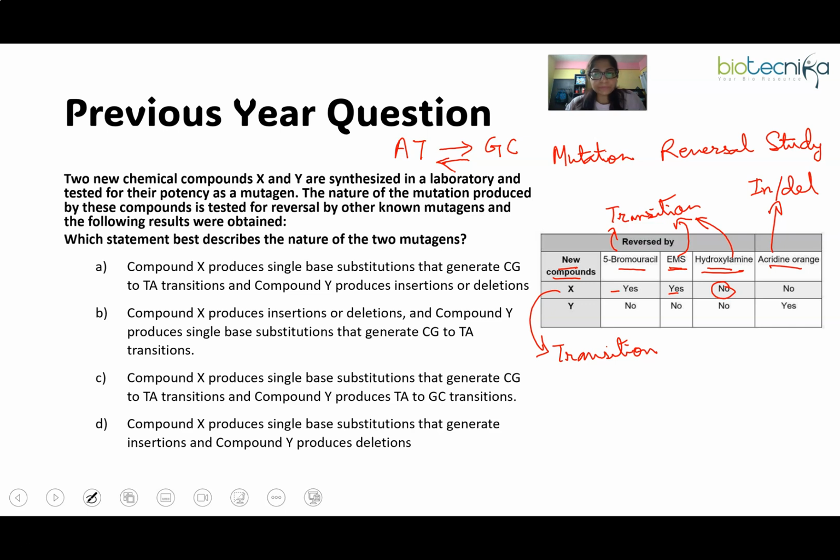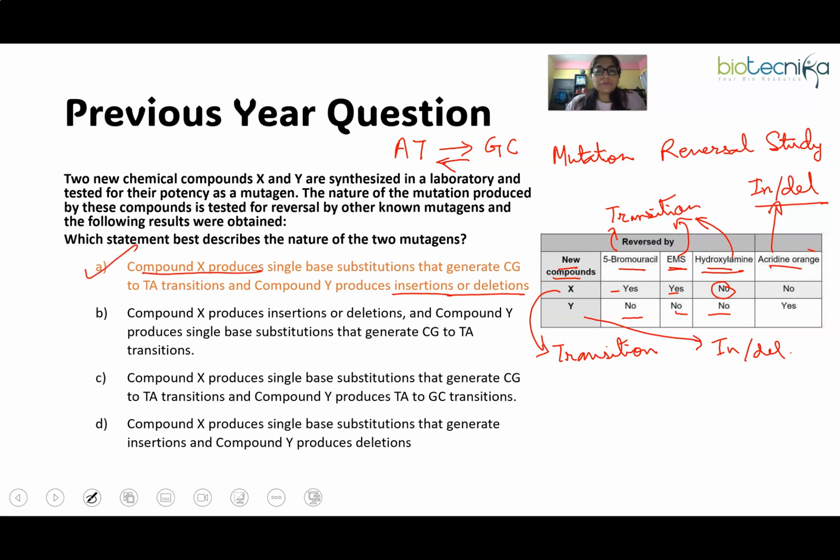Okay, for this experiment. Next, for compound Y, compound Y is not getting reversed by any of them. That means for sure Y is not a transition. Now it is getting reversed by acridine orange. Acridine orange causes insertion or deletion mutation of a single nucleotide. So Y is getting reversed by acridine orange, which means Y is causing insertions or deletions. So compound X produces single base substitution that generates CG to TA transition, and compound Y produces insertion or deletion. So our answer is option A.